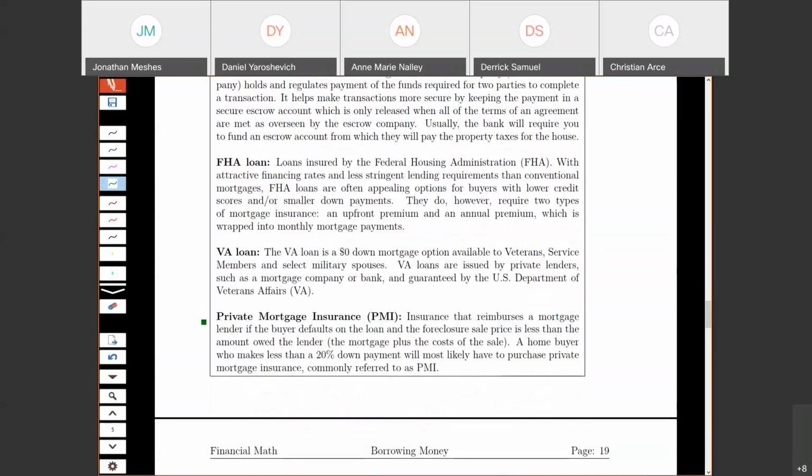This last thing is something I think is going to be important to talk about: PMI, private mortgage insurance. When a bank loans you money for a house, if you don't pay for that house, they can take it away from you. They kick you out, they take the house, and they sell it to try and recover the money for their loan.